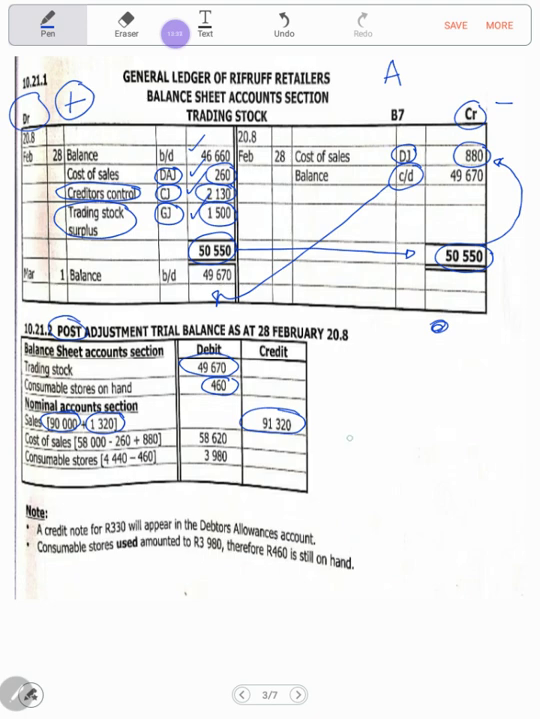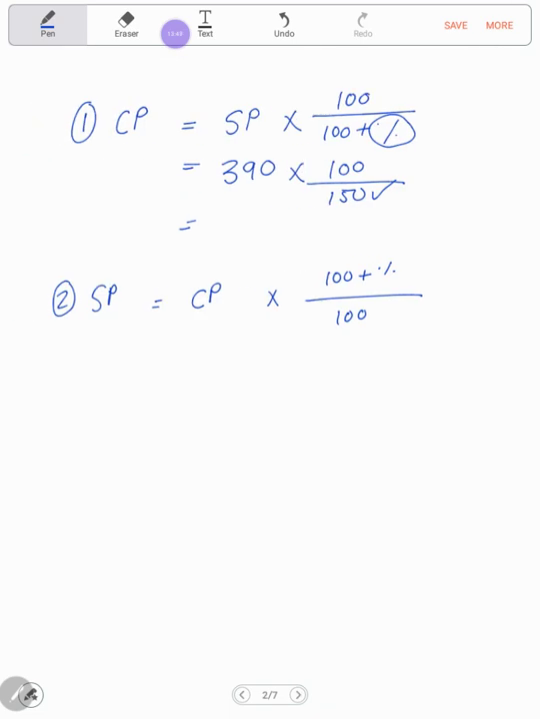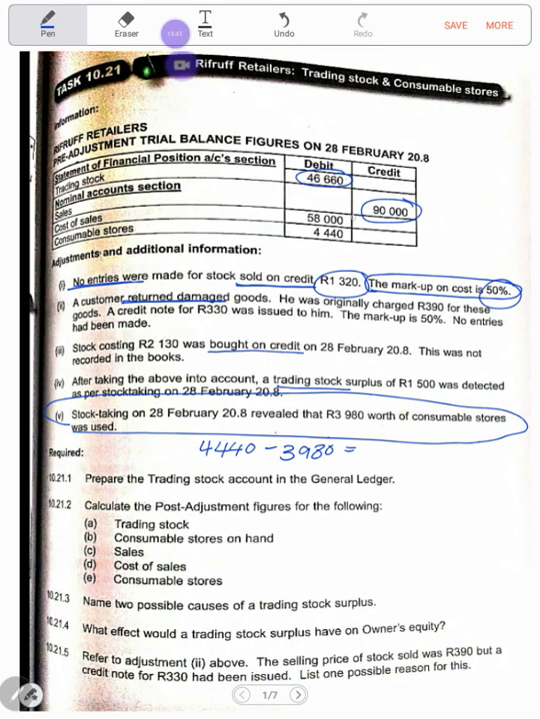Why is it on the credit side? Because owner's equity increases on the credit side. It is an income to the business. Moving along, cost of sales. Our cost of sales balance was 58,000 Rand. Again, we have to take into account the cost price that was not entered. Remember, no entries were made.